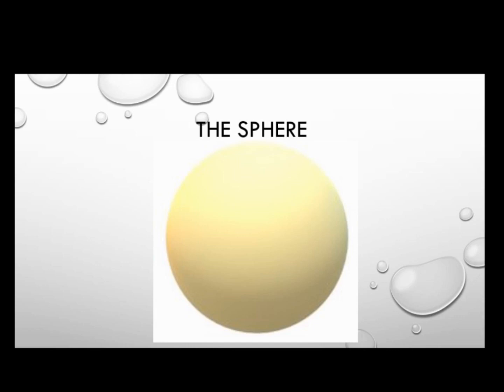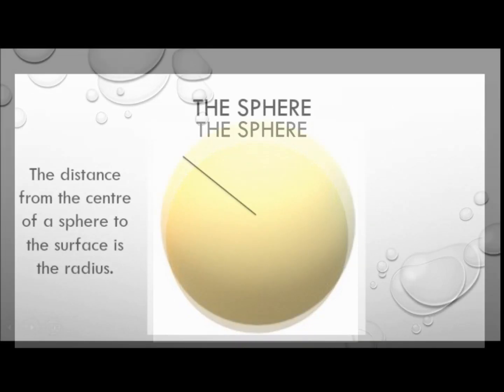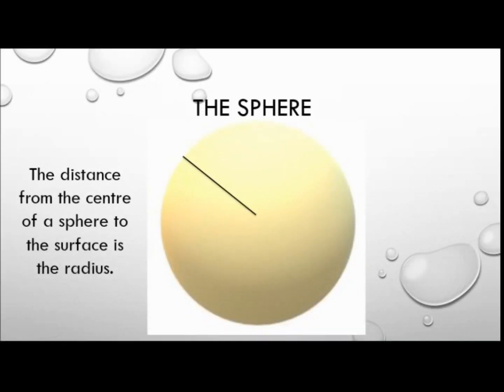In this video we're going to be looking at the three-dimensional shape, the sphere. It's basically just a three-dimensional circle. Every point on the outside of the sphere is exactly the same distance from the very centre of the sphere. The distance from the centre of the sphere to the surface is called the radius.